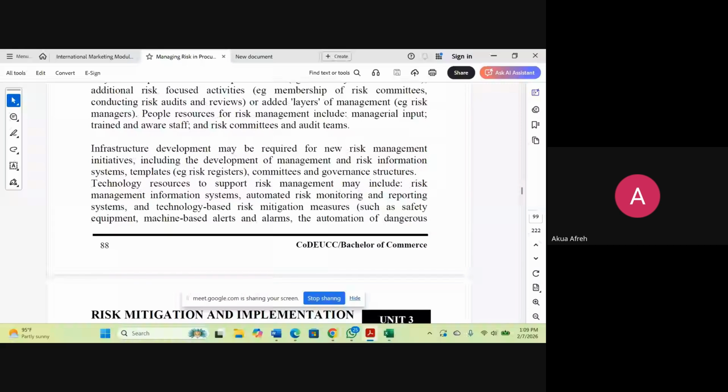And some cyber security systems have been put in place. So these things help to detect early warning signs. So these infrastructures are there to help us mitigate some of these risks.